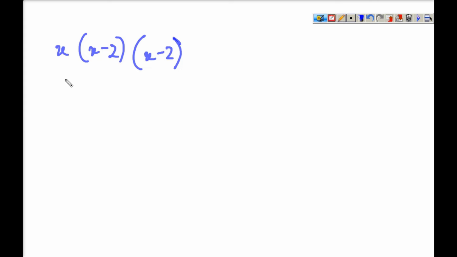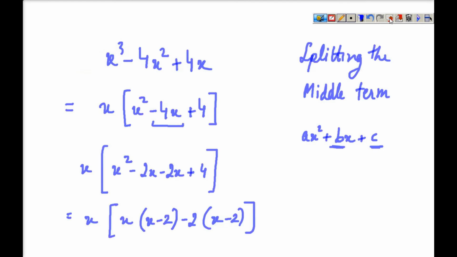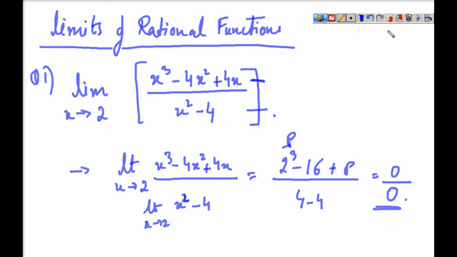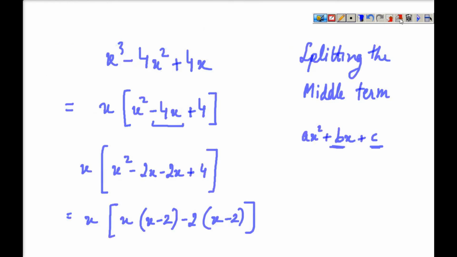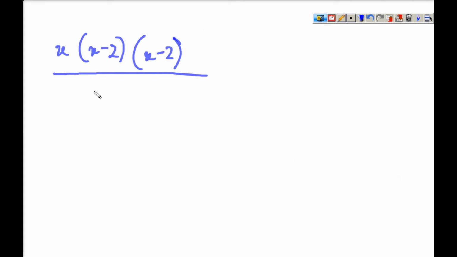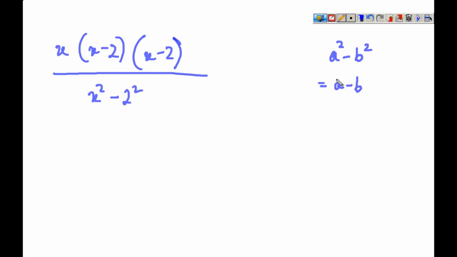So from the beginning of the question, this is the numerator part. Now the denominator part, we had x square plus 4, I believe. Let's check that. Yeah, x square minus 4. So this can be written as x square minus 2 square, right? So another mathematical property we have from algebra: if something is given as x square minus b square, it can be rewritten as a minus b times a plus b, right?